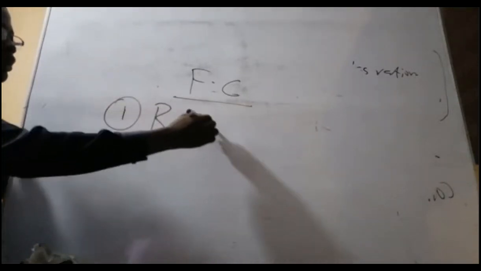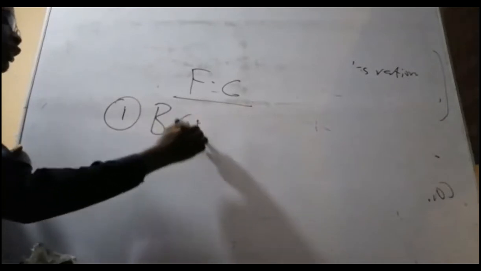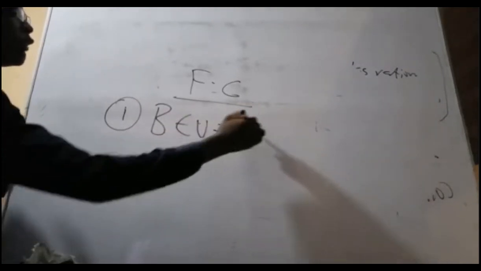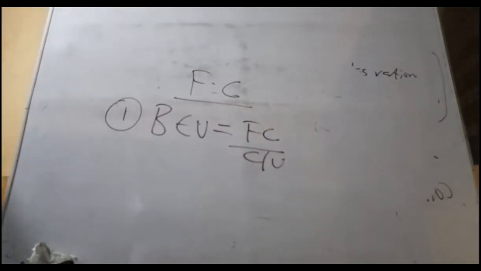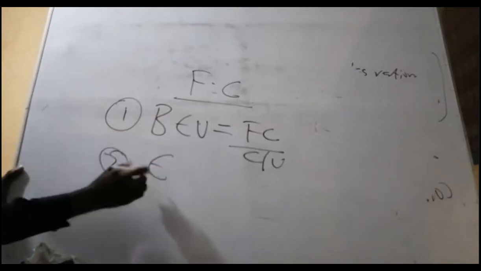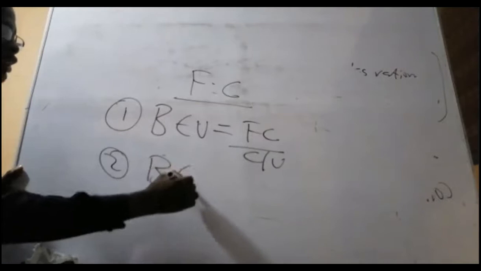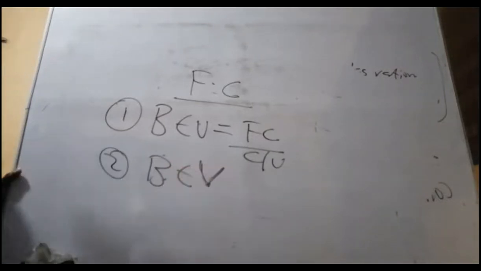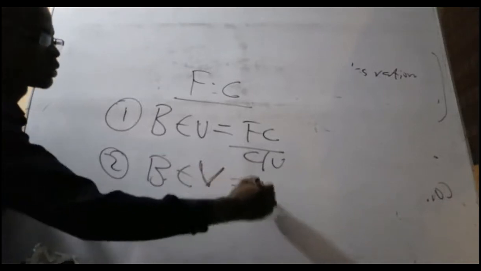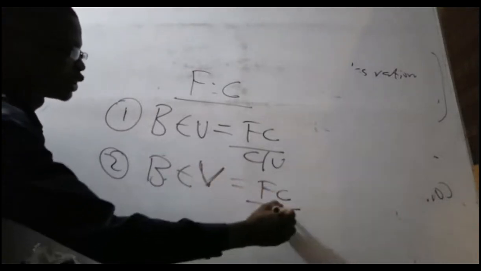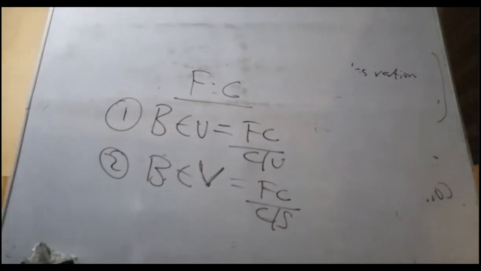Number one, how do you find break-even units? Break-even units is equal to fixed cost over what? Contribution per unit. Okay, that's the first one. Number two, break-even sales value. Break-even value is equal to fixed cost over what? CS ratio. Any of these, you get the same answer. Make the fixed cost the subject. What do you get? So try for me.